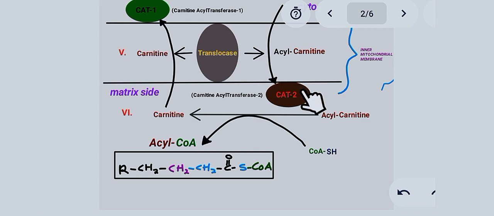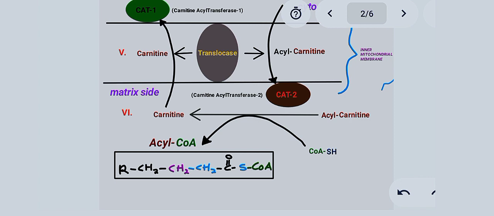So CPT2 is converting acylcarnitine to acyl-CoA and releasing carnitine as a byproduct. Carnitine will be transported back to the cytoplasm by the same translocase enzyme. So the translocase enzyme is transporting two things in opposite directions. It is transporting acylcarnitine into the mitochondrial matrix and carnitine back to the cytoplasm. Now, when acyl-CoA enters, it will enter beta oxidation.